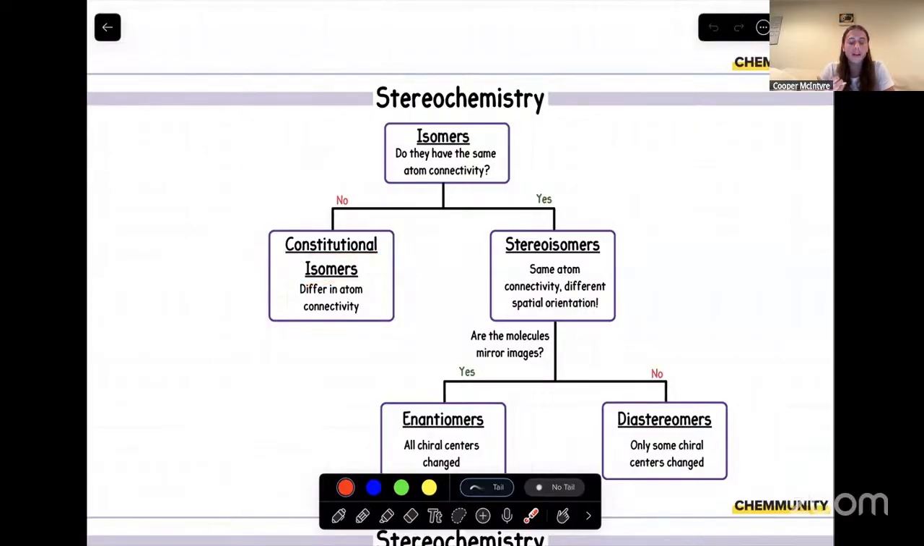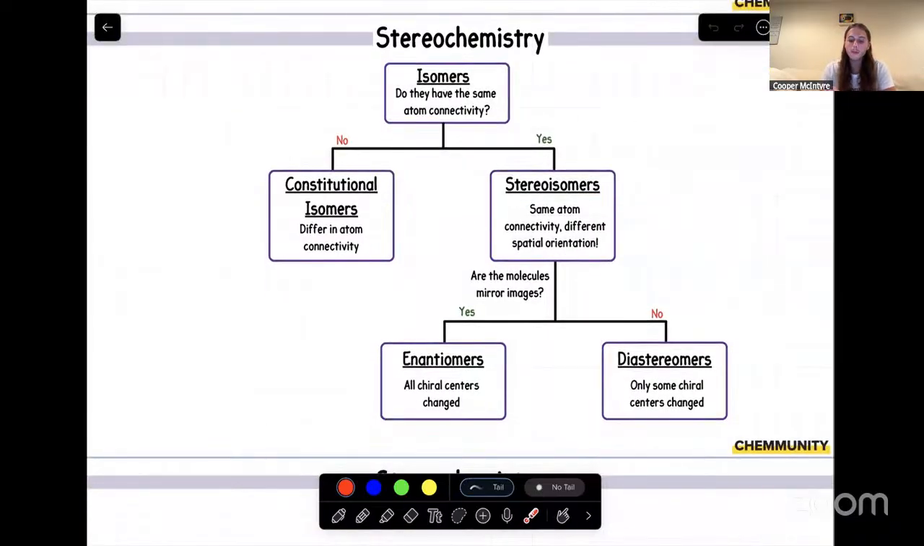Now, remember, constitutional isomers will have the same molecular formula but different atom connectivity, as opposed to if our molecules did have the same atom connectivity, meaning all the individual atoms are still being bonded to the same atoms, but they have different spatial orientations, then we're looking at stereoisomers. Now, from stereoisomers, we can branch off a little more.